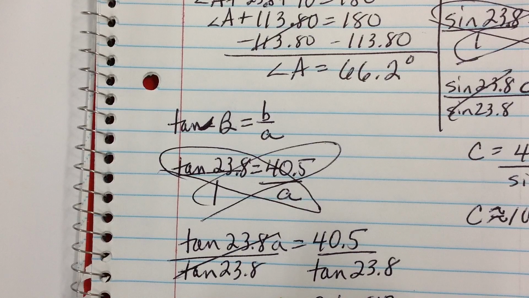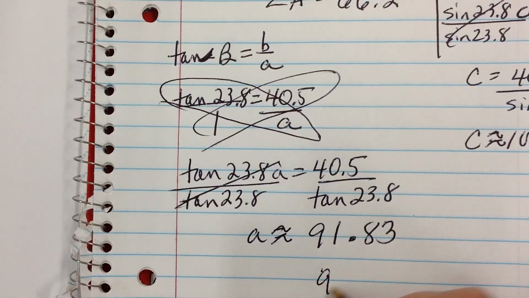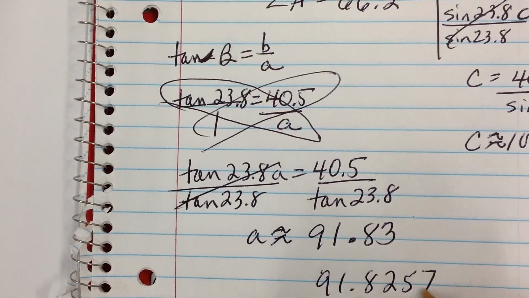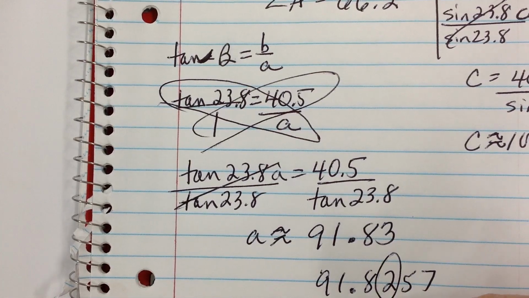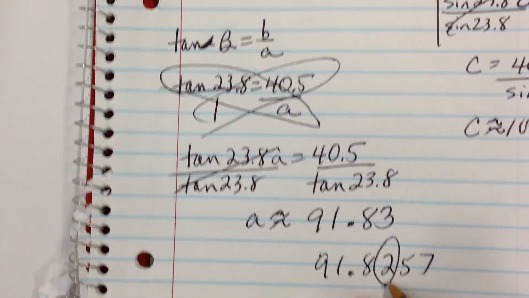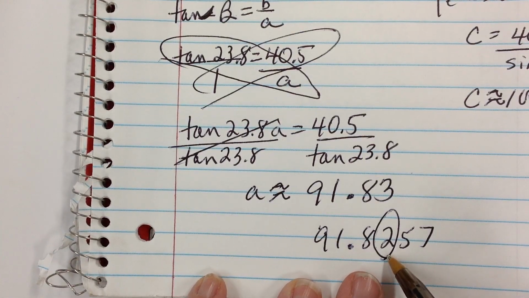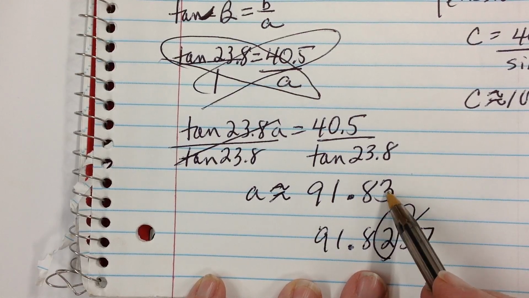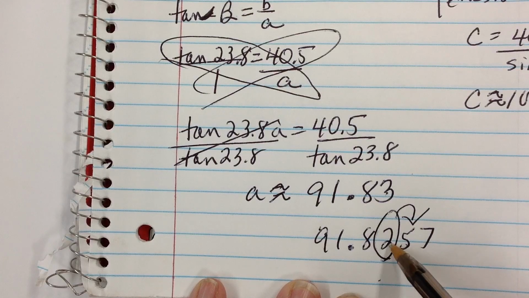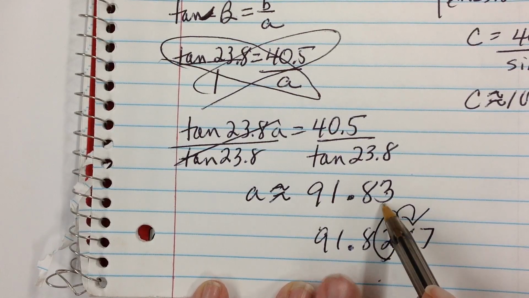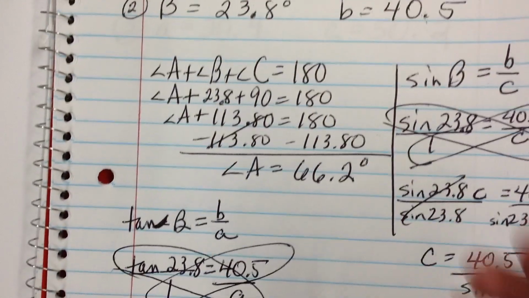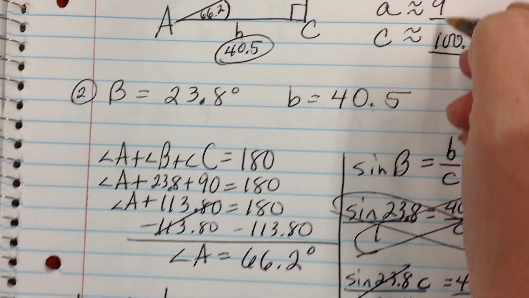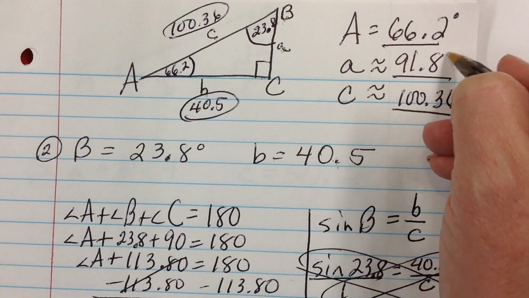So A is approximately 91.83. Actually, the calculator says 91.8257. Well, this is 2 decimal places. So does the 2 need to stay a 2, or does it need to become a 3? Well, you look to the digit to the right. If it's 5 or greater, 2 becomes a 3. If it's 4 or less, 2 would stay a 2. So I've got a 5, so this 2 does become a 3. So A is approximately 91.83.